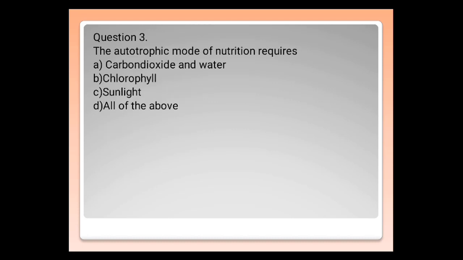Next question. The autotrophic mode of nutrition requires A. Carbon dioxide and water, B. Chlorophyll, C. Sunlight, and D. All of the above. Answer: all of the above. Autotrophic mode of nutrition, that is, photosynthesis, requires carbon dioxide and water as the raw materials and also the presence of sunlight and chlorophyll. So the answer is all of the above. Moving on to the next question.